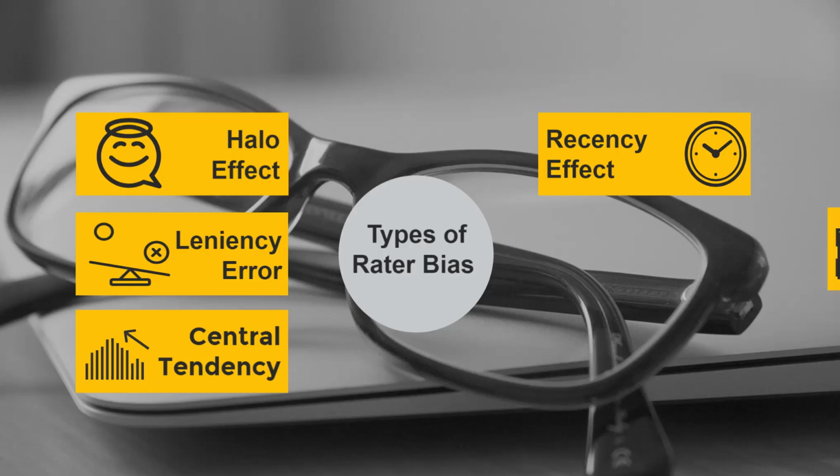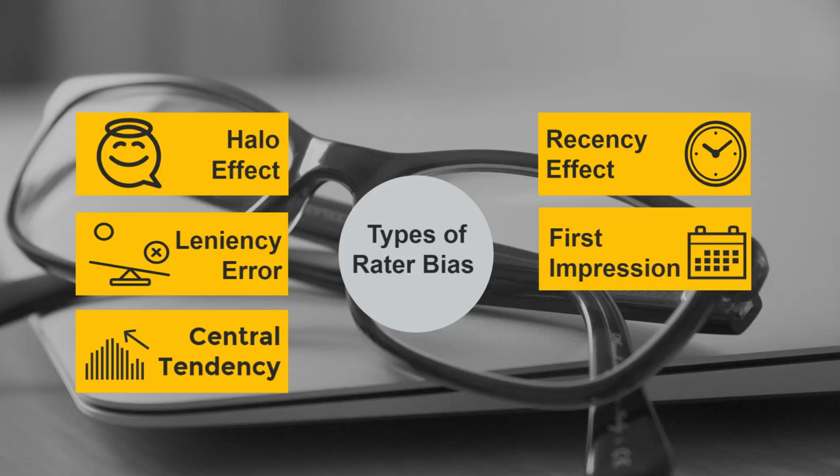A first impression error is the opposite of a recency error. The rater still overemphasizes a narrow time, but this time, the bias is from the first window of performance. Let's look at an example.